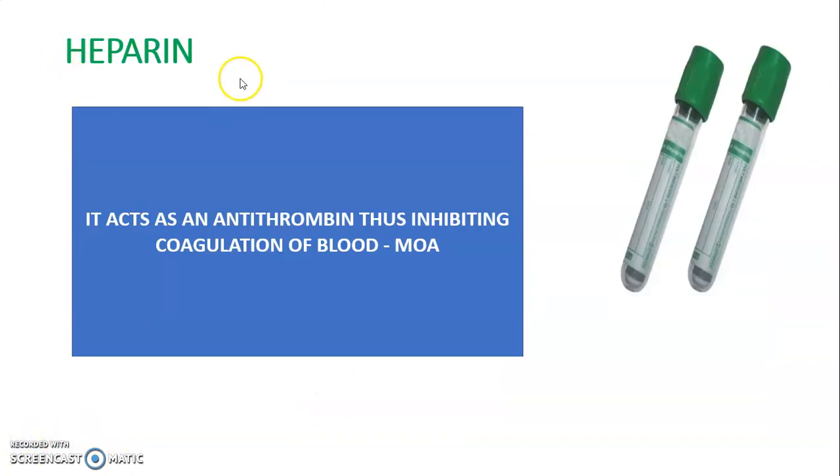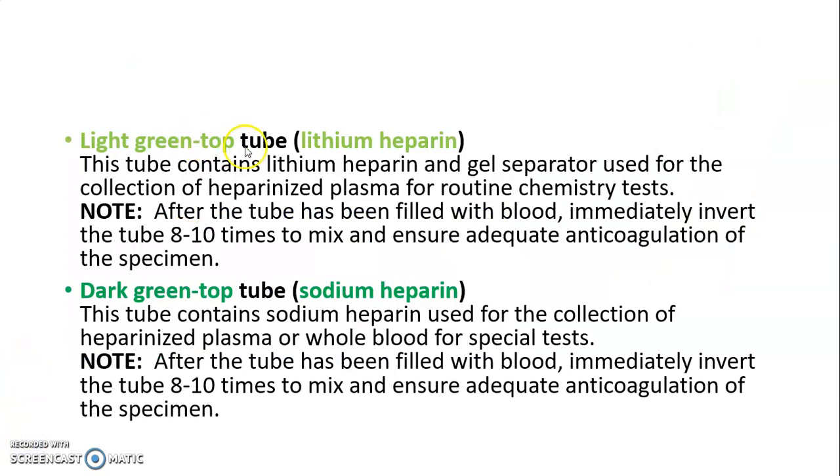Now the heparin Vacutainer, or green-topped Vacutainer. Heparin acts as an antithrombin, thus inhibiting the coagulation of blood. Green top Vacutainers are of two types, light green top and dark green top. The light green top tube contains lithium heparin, while the dark green contains sodium heparin.